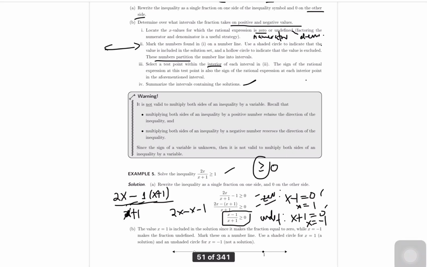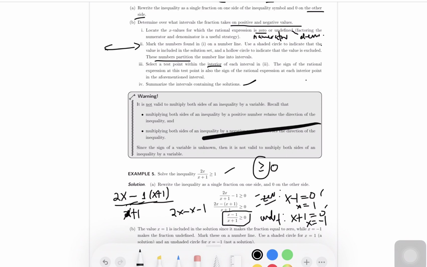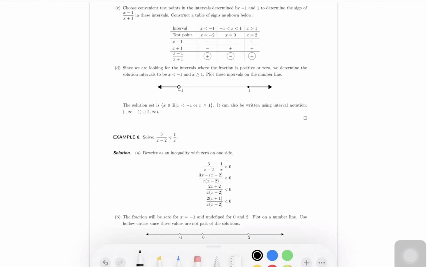What is next? The table. Choose convenient test points in the intervals determined by negative 1 and 1 and so on. So take note, we have this.